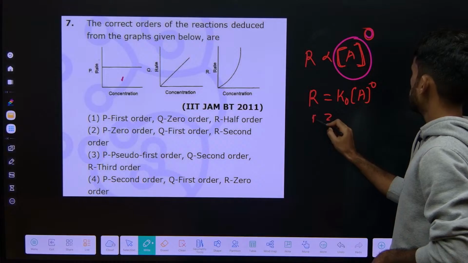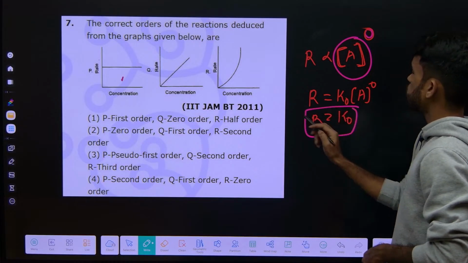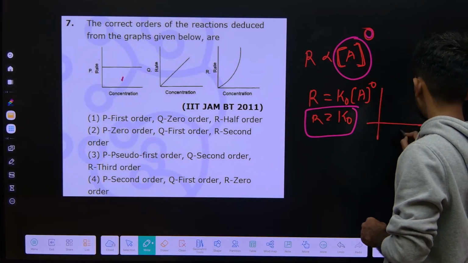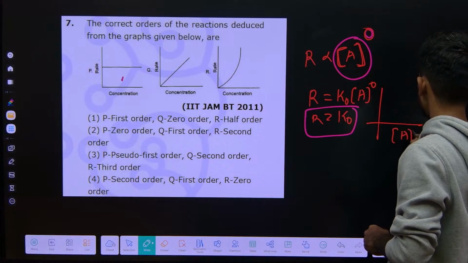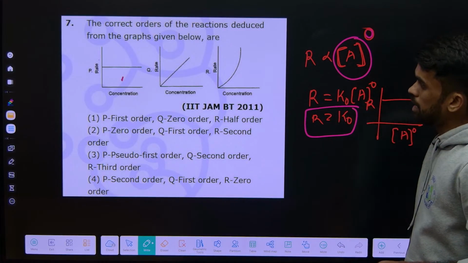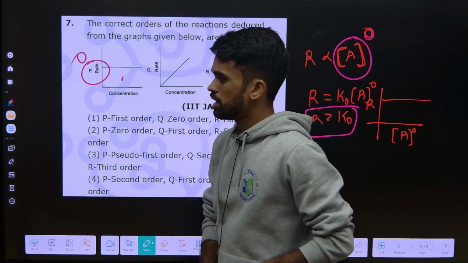So rate R equals a constant K naught. This will be the scenario in the case of a zero order reaction. For this zero order reaction, the rate of reaction is independent of initial concentration. Independent means you will get a line like this. So the first graph indicates a zero order reaction.